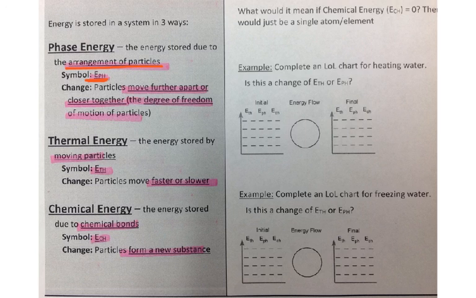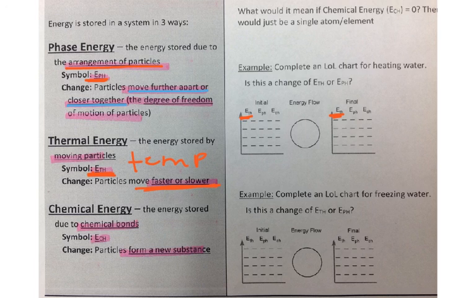Now thermal energy, so that's going to be the ETH. So that is your ETH over here. Think about thermal as thermometer, temperature. And that is going to cause the particles to move faster or slower. Okay, so phase energy is the particles moving further or closer together from each other, and then the thermal energy is their temperature, and these two will be kind of linked.